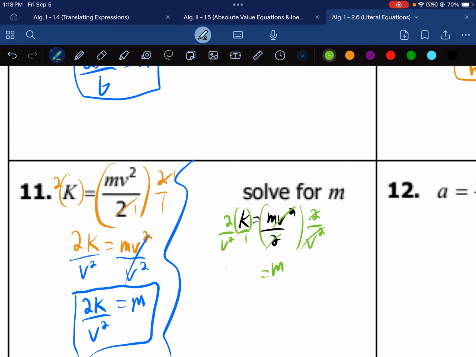Since I can't cross-reduce, I have 2 times k is 2k. V squared times 1 is v squared. And we end up with the exact same answer we ended up with over here in the blue, just doing it in one step. So that's also an option available to you, and that's only available to you here because m is multiplying with v squared, and so we can undo that with dividing, aka putting on the bottom of a fraction. Whereas if it was m adding or subtracting with v squared, it would not work to do that, because then we'd be undoing subtraction or addition with division, and that's not what undoes addition, subtraction.